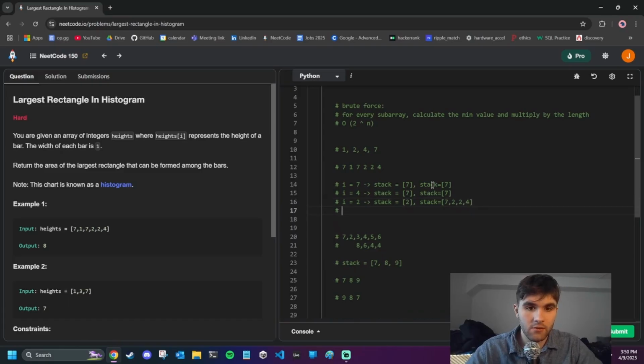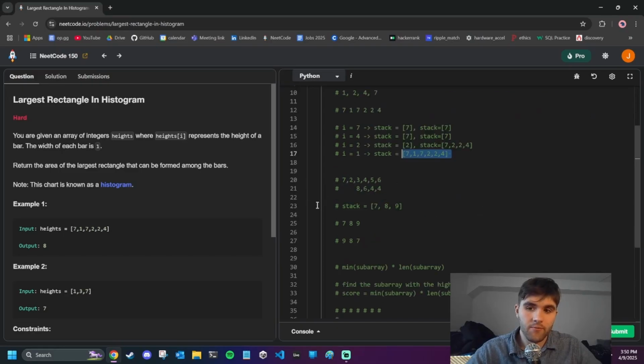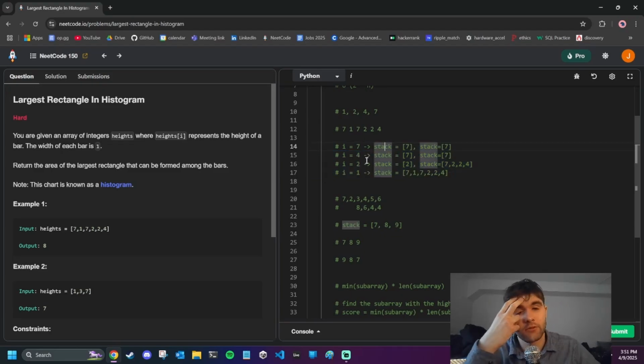And then for I equals 1, we would say stack equals 7, 1, 7, 2, 2, 4. And then we would find the biggest length. And we wouldn't even really need a stack here. We would just use a count.